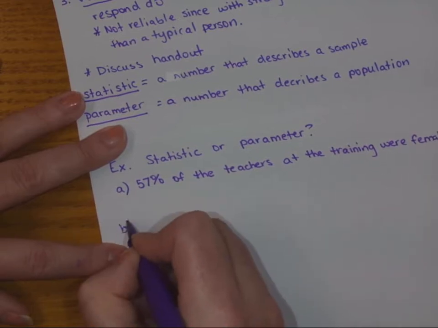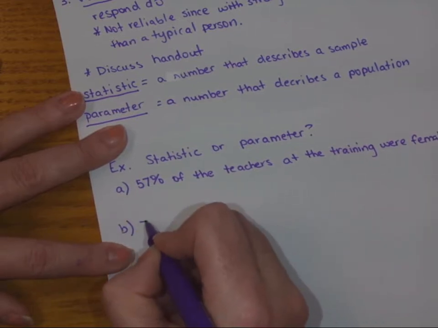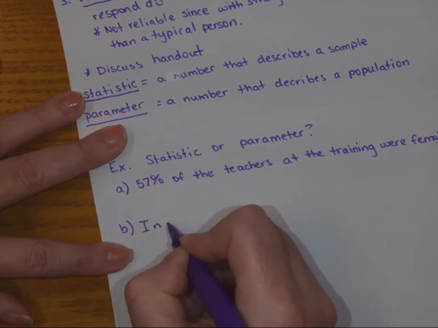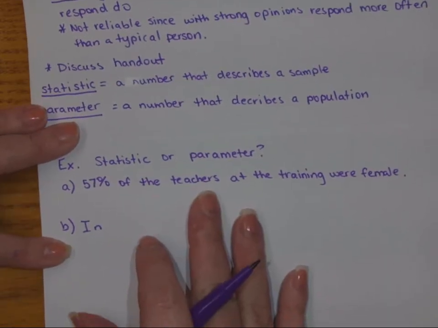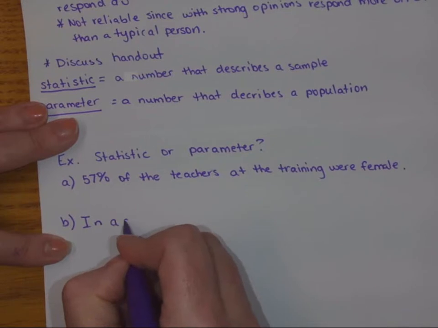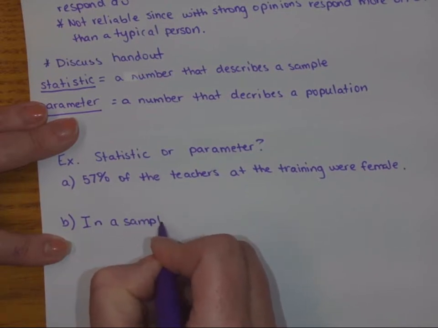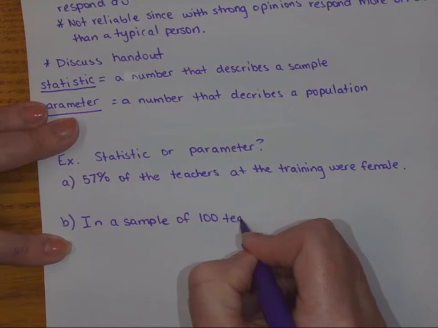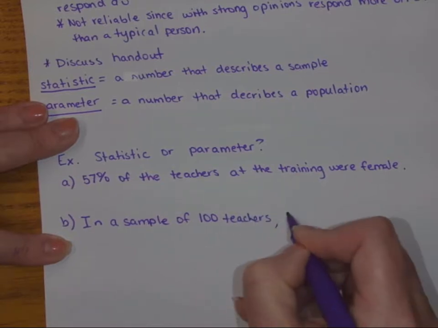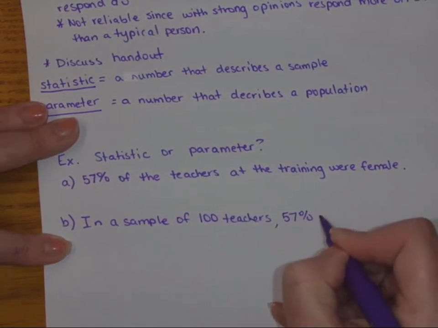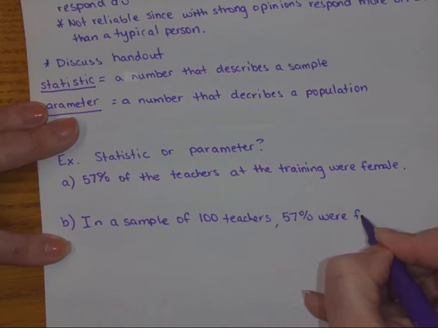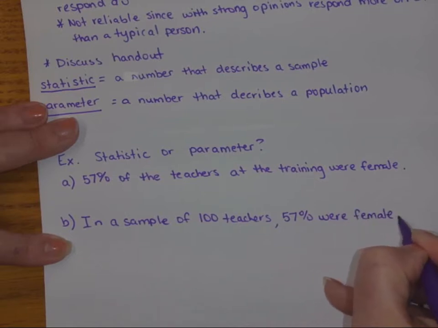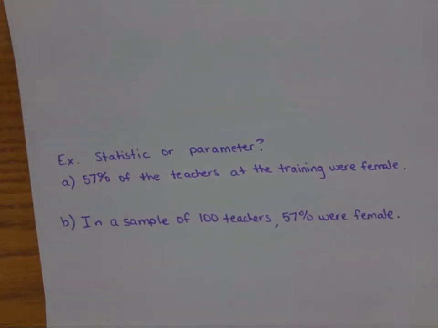And then skip a space so we can actually answer that question. And then part B, let's say in a sample of 100 teachers, 57% were female. Notice both of these examples discuss a number, the number 57%.